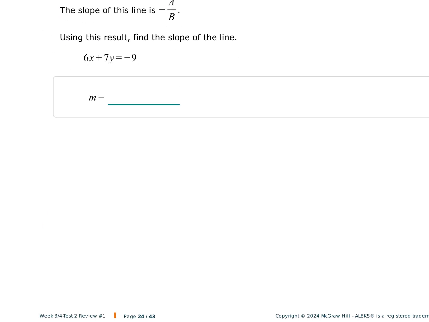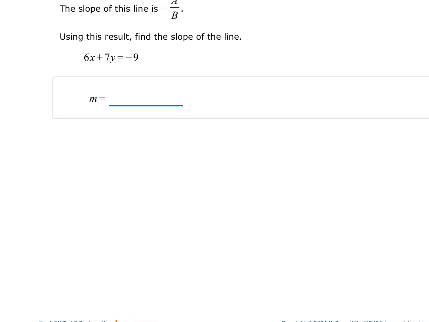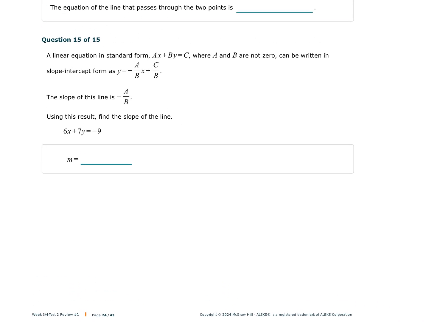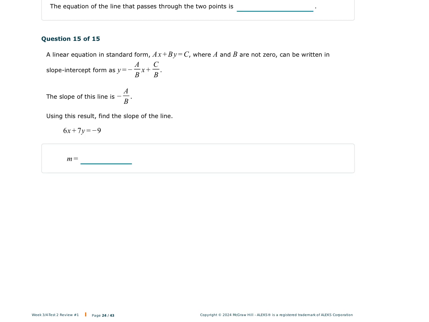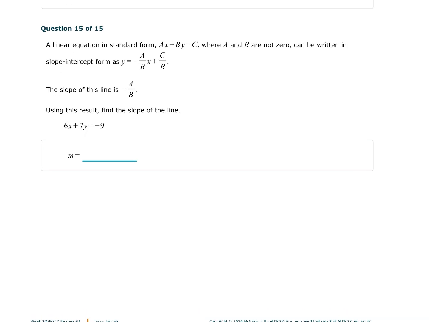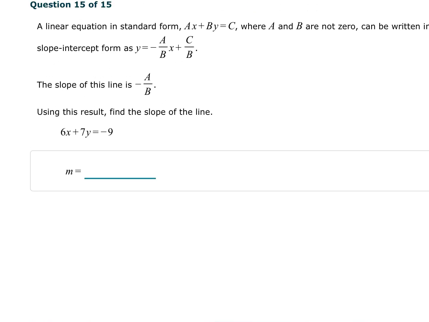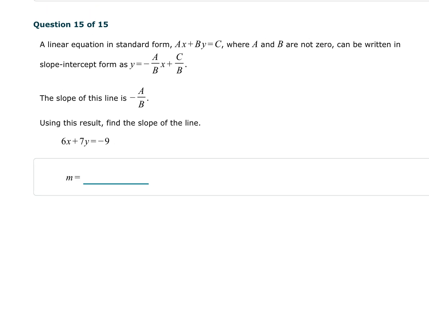And right here at the end, I'm going to put this, it's asking for the slope. I'm going to put this in y equals form to get the slope. Because if it's in y equals mx plus b form, then the m is the slope.